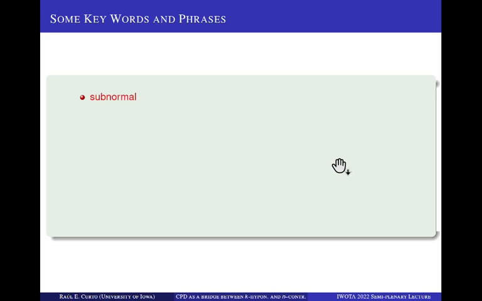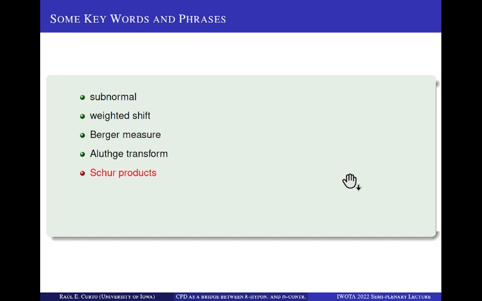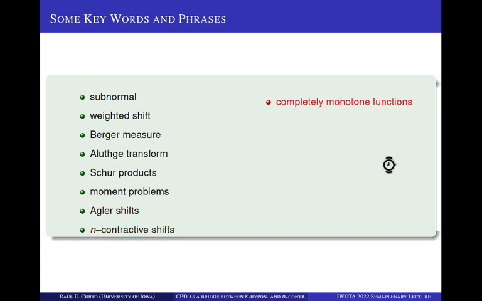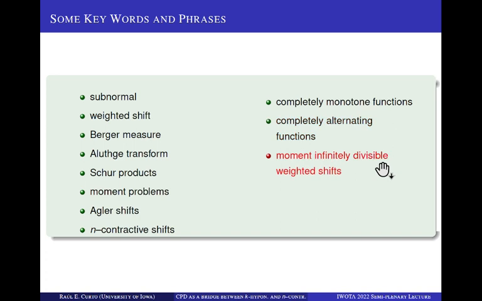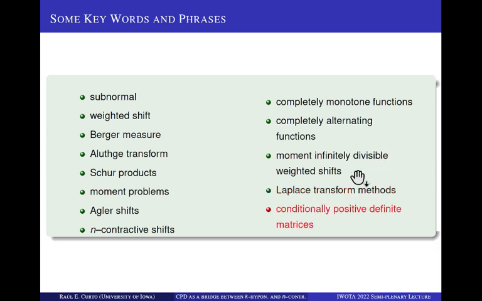Some of the key words I'm going to use in this talk: subnormal, weighted shift, Berger measure, Aluthge transform and Schur products, moment problems, Agler shifts, n-contractive shifts, completely monotone functions, completely alternating functions, moment infinitely divisible weighted shifts, also called MID shifts, Laplace transform methods, and conditionally positive definite matrices.